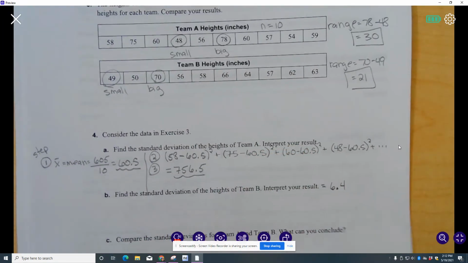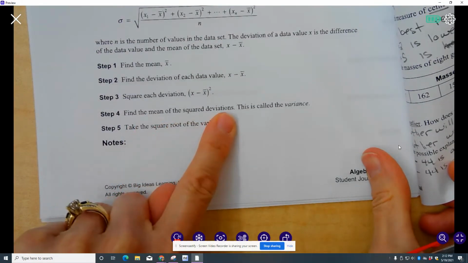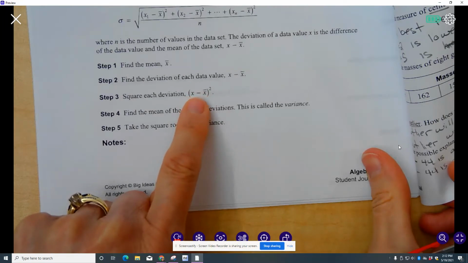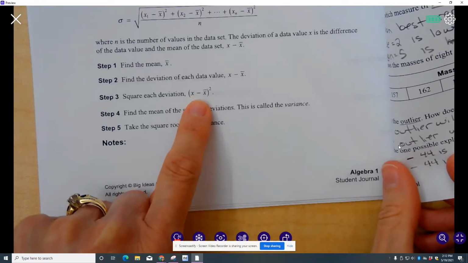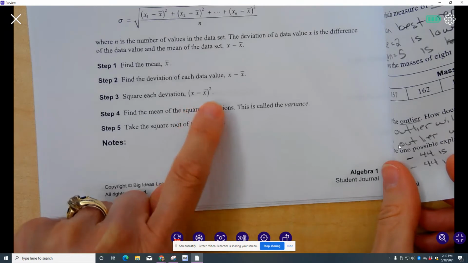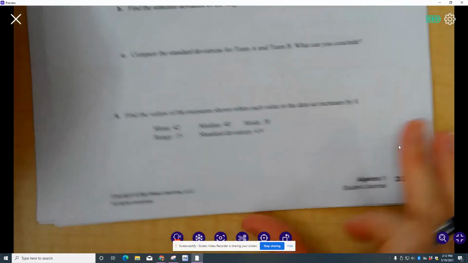Okay, remember, we're still not done. That was steps 2 and 3. Okay, step 4 and 5 says find the mean of the squared deviations. So we're going to find the mean of these. Well, to find the mean, we add them all up and we divide by n, which in our case I believe was 10. We already added them all up, so we're just going to divide that by 10, and that number is what we call our variance.